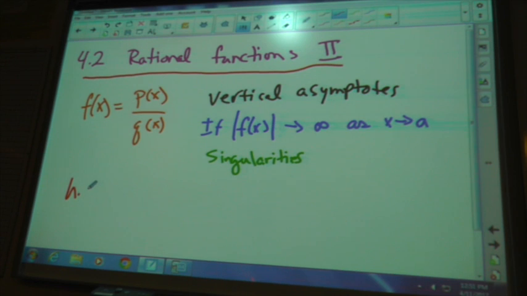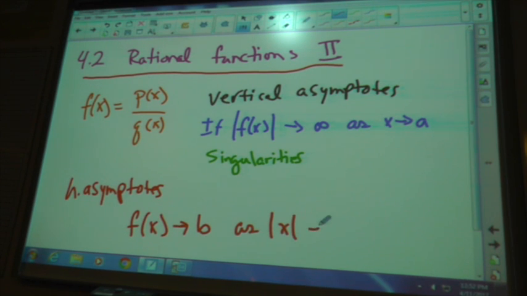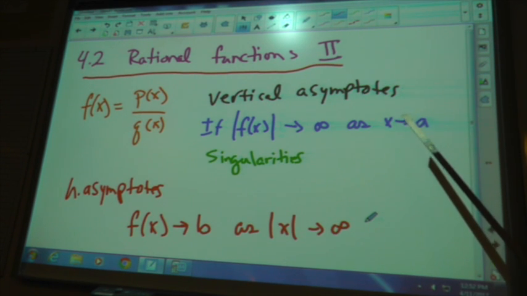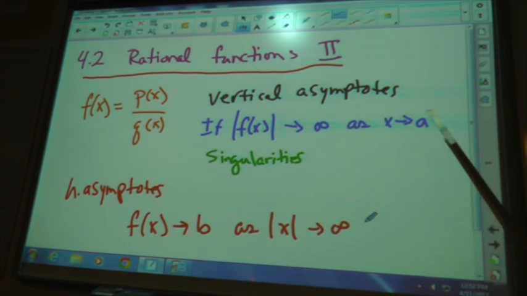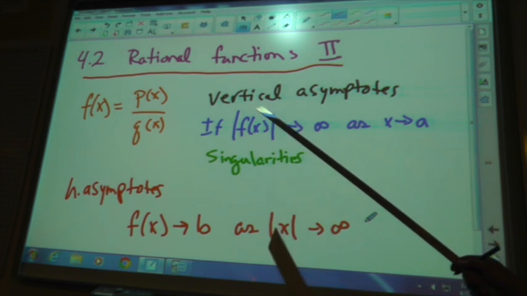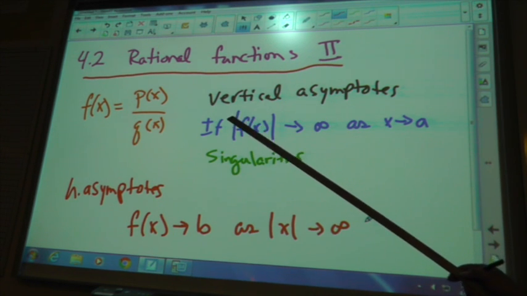Horizontal asymptotes are if f of x goes to b as x goes to infinity. Now notice the difference here. The difference is that if you think of x as time, here we're saying in a finite time, I shoot off to infinity. That's not good, right? Because that doesn't happen, right?